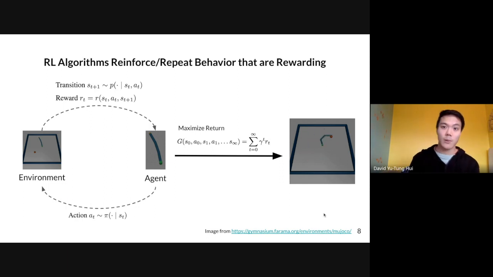In this talk, though, I'm not going to talk about reward design. Instead, I'm just going to talk about the algorithms. So I'm going to talk about how the agent learns this policy pi to produce these actions that lead to these rewarding behaviors.